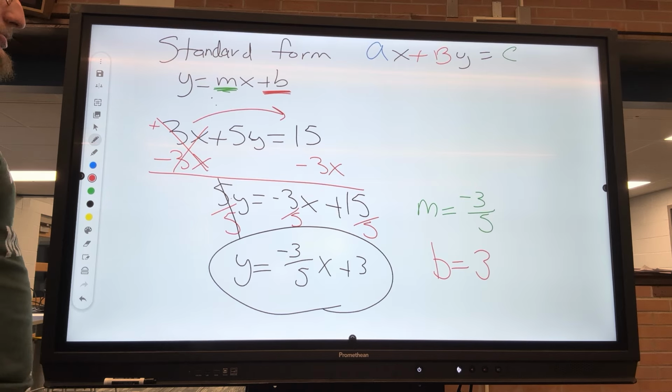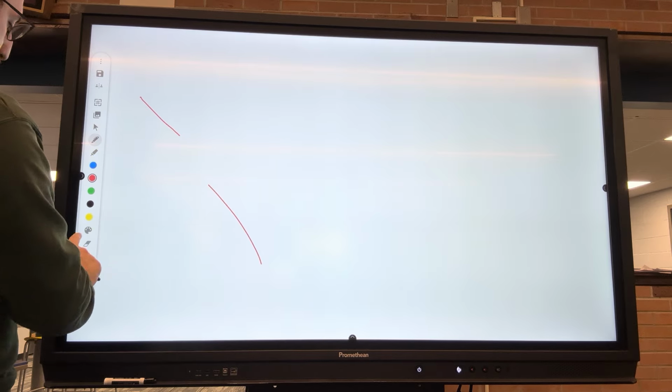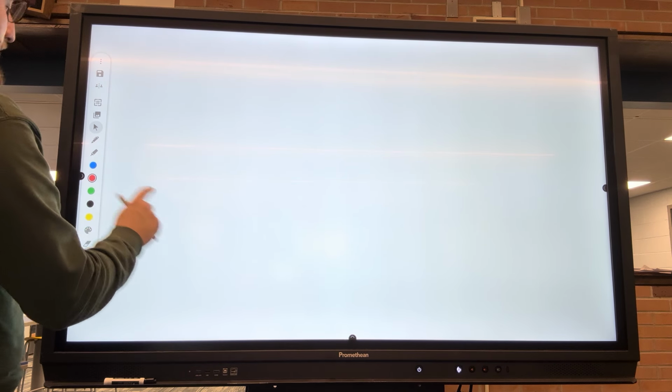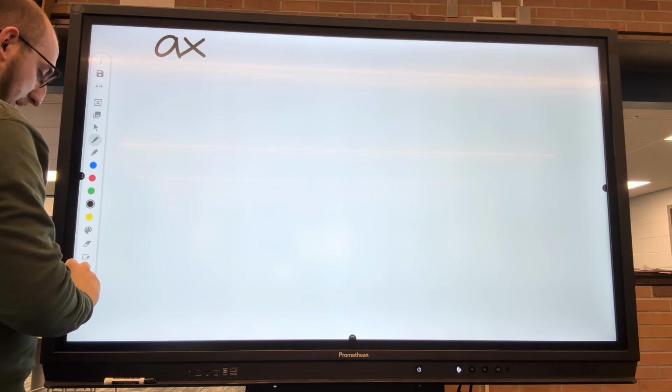Let's do 2 more examples. I'm going to erase this. I'm going to zoom in. So if I zoom in, I can zoom out. Who would have thunk? Oh, I don't like the A being there. Let's thin this out.